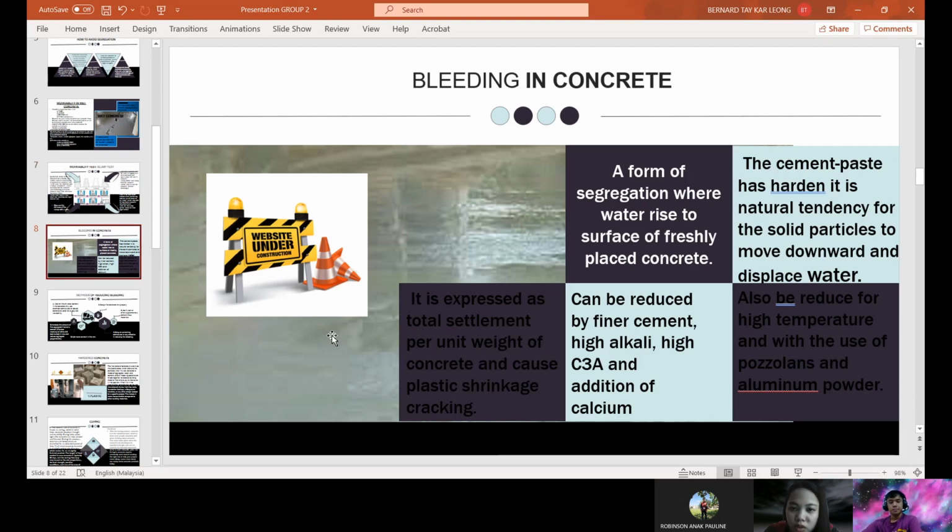What is bleeding in concrete? Bleeding is a form of segregation where water rises to the surface of freshly placed concrete, before the cement paste has hardened. It is the natural tendency for the solid particles to move downwards and displace water. It is expressed as total settlement per unit weight of concrete and causes plastic shrinkage cracking. It can be reduced by finer cement, high alkali, high C3A, and addition of calcium. It can also be reduced at high temperature and with the use of pozzolan and aluminium powder.